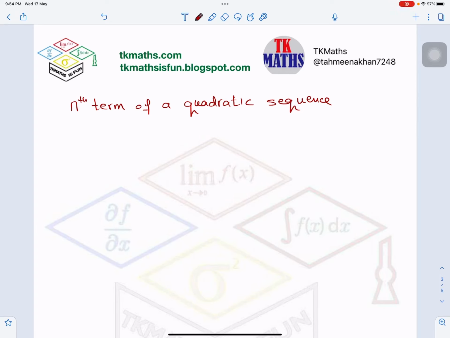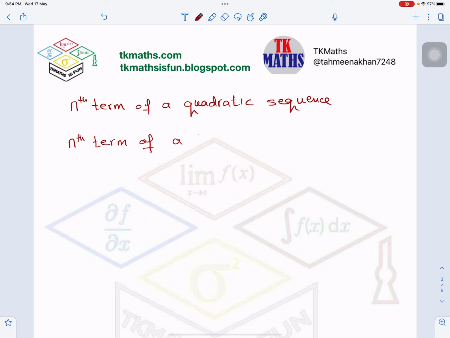In today's video, we will see the nth term of a quadratic sequence. Okay, what it is and how do we figure it out. So, to understand this sequence, you need to understand first of all what is nth term of a linear sequence. Okay, because that is required to understand nth term of a quadratic sequence. So, let's see an example here.